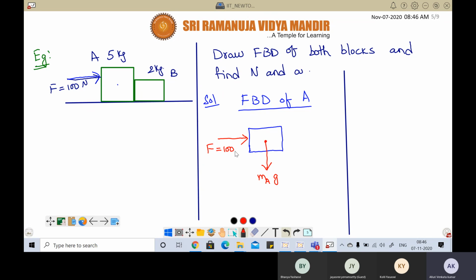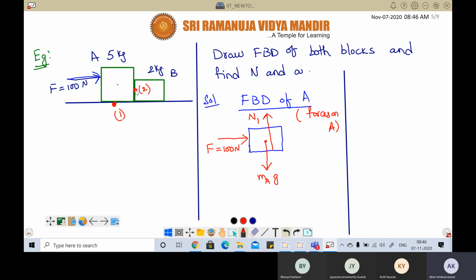Next, tell me how many contacts are there for block A? So 2 contacts. Correct. One contact is this one, another contact is this one. So let us see the ground contact. Here is a pushing force. A will push the ground and the ground will push block A. Now, when we say free body diagram, it means forces on A. So the ground is applying force on A, which side? Upward. Let us say that is N1.